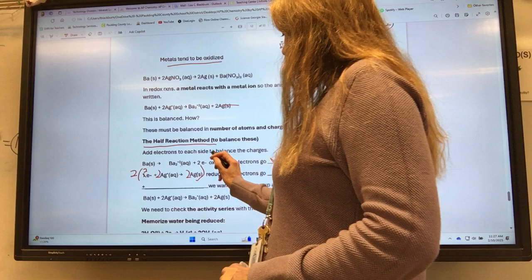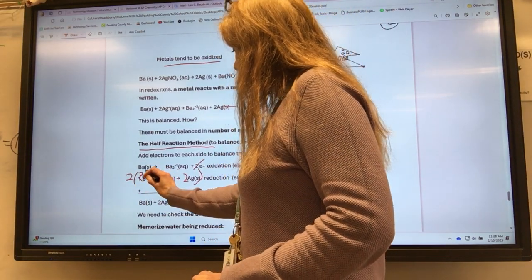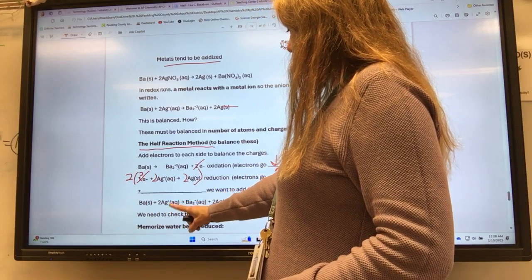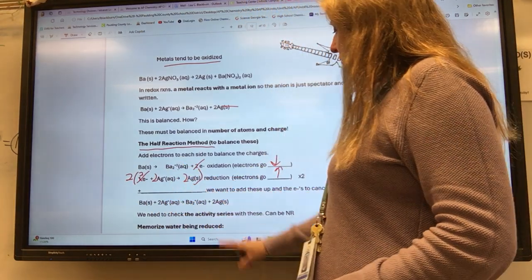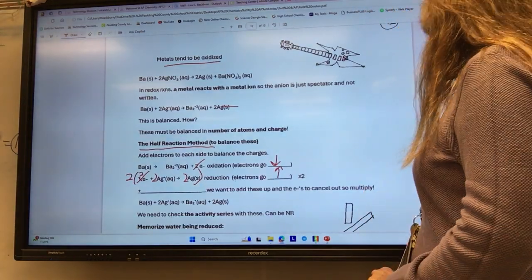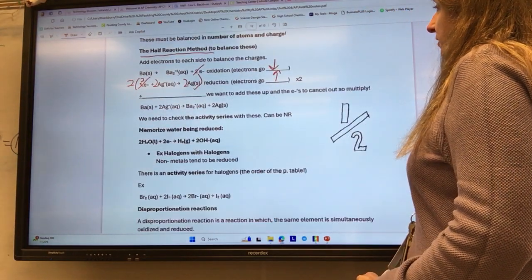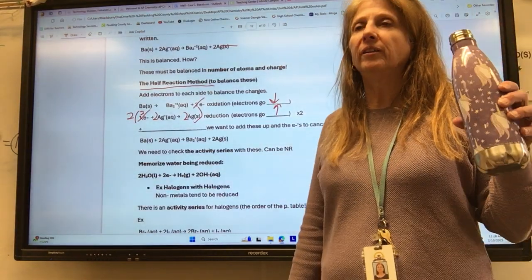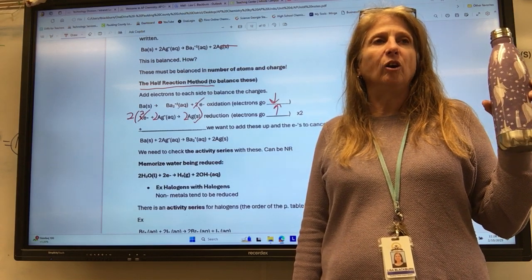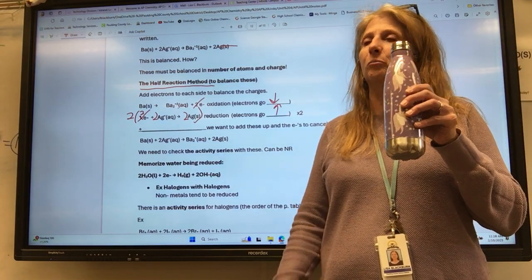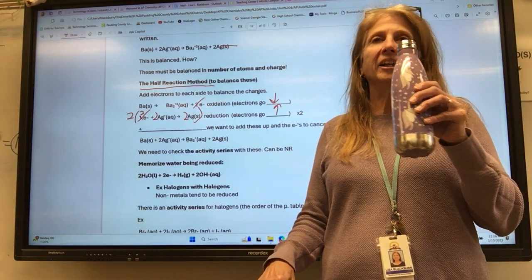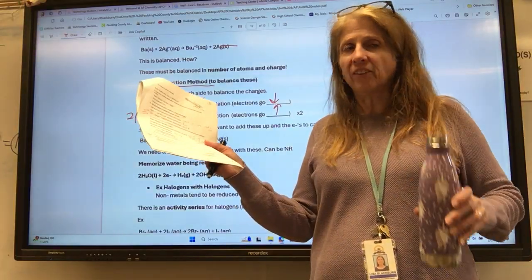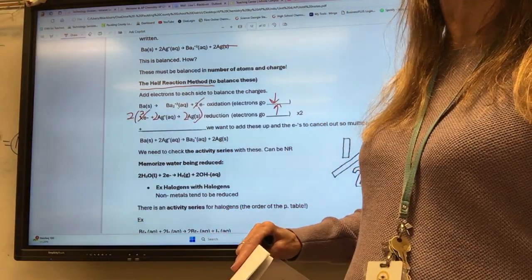Now I can add them up. The electrons cancel out, and I just write everything down. The barium, the 2 silver ions, the barium ion, and the 2 solid silvers. And once again, I promise this gets easier the more you do it. It's a little like, remember in algebra where you did combination on the system of linear equations? And you'd have to multiply the whole equation by something and then add it together so that one of your variables cancel out? Same thing, but this time we're just doing electrons instead.